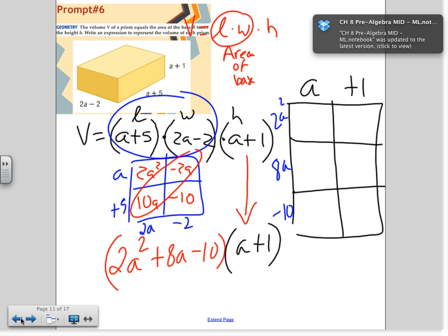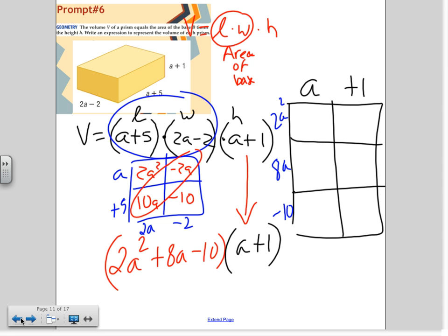Do the like terms always have to be diagonal to each other? I hope you see a pattern. That's what I'm saying. Let's multiply first to see it.